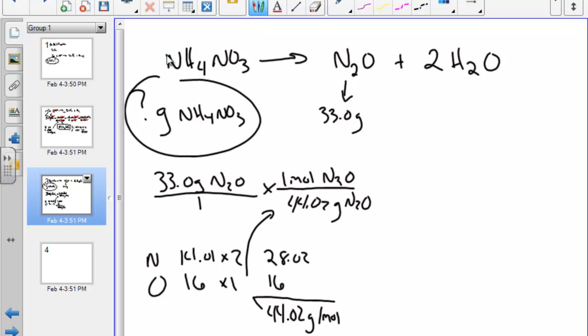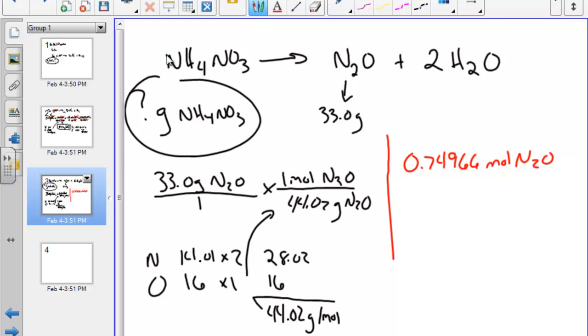Now, we will string it on, but this is a two-part question, so we're actually going to stop right here for a second. Instead of doing the math all at once, we're going to get the molar amount of N2O, so that in case we need to go further, we can use it. So 33 divided by 44.02 gives me 0.749659966 moles of N2O. Okay, so we'll save that value.